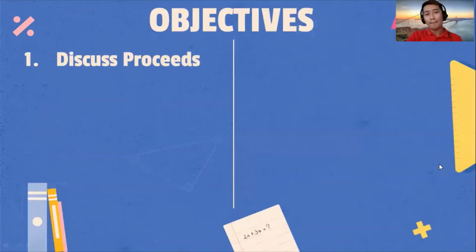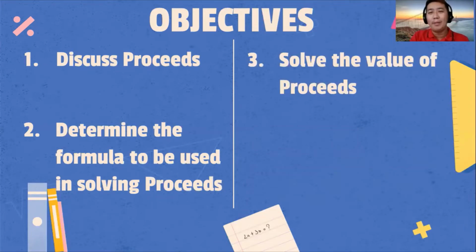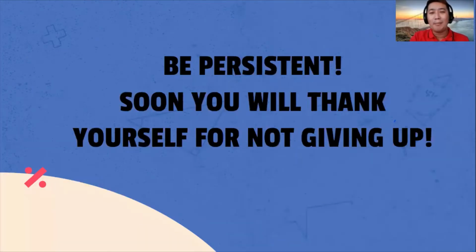Number one, discuss proceeds. Number two, determine the formula to be used in solving proceeds. And number three, solve the value of proceeds. Always remember, be persistent, because soon you will thank yourself for not giving up.